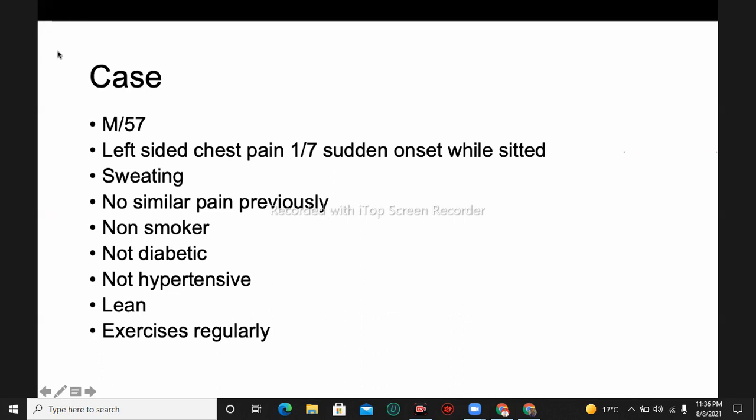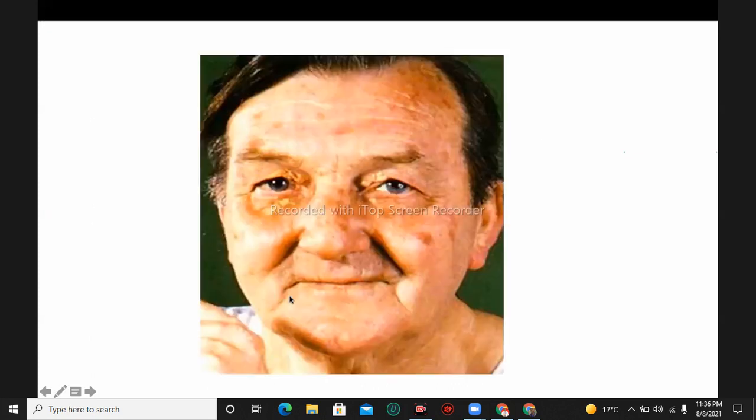There was no similar pain previously, like I mentioned. He was a non-smoker. He was not diabetic, not hypertensive, and seemed to be lean. And apparently he was also somebody who used to exercise quite regularly. So the next picture is not of the patient himself. But this is an example of a patient you might have.